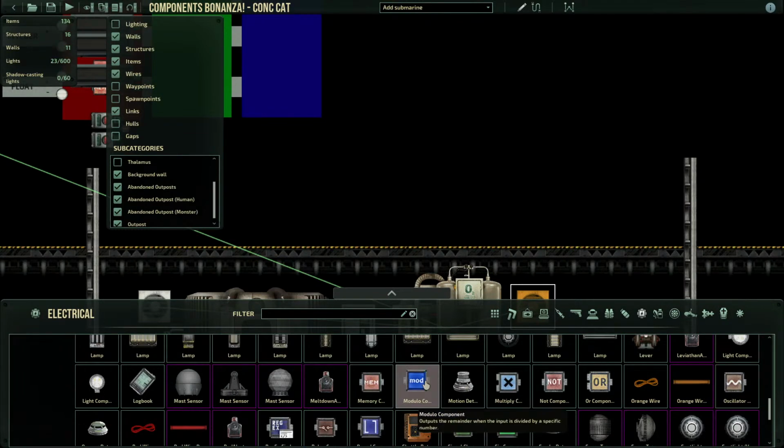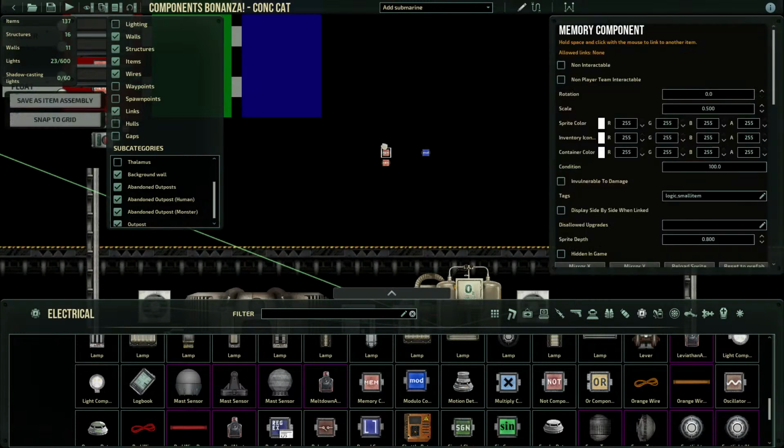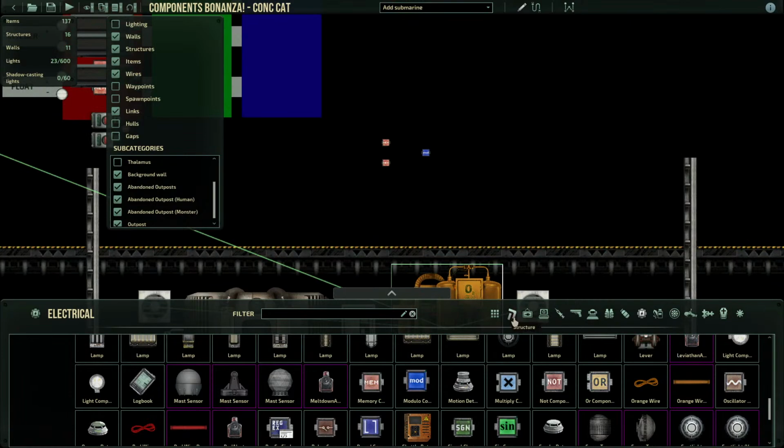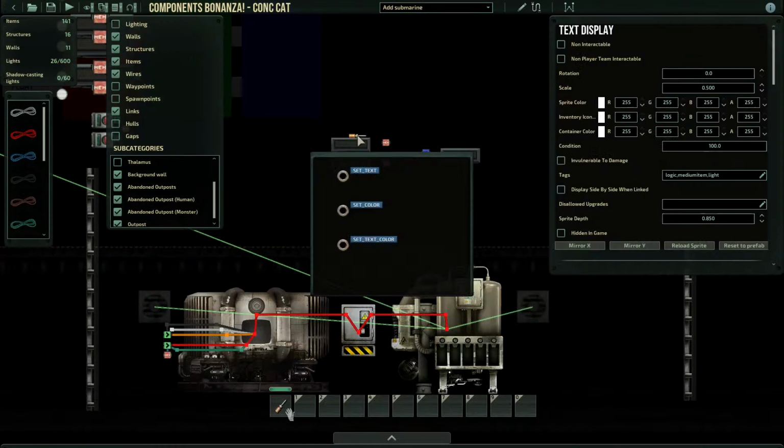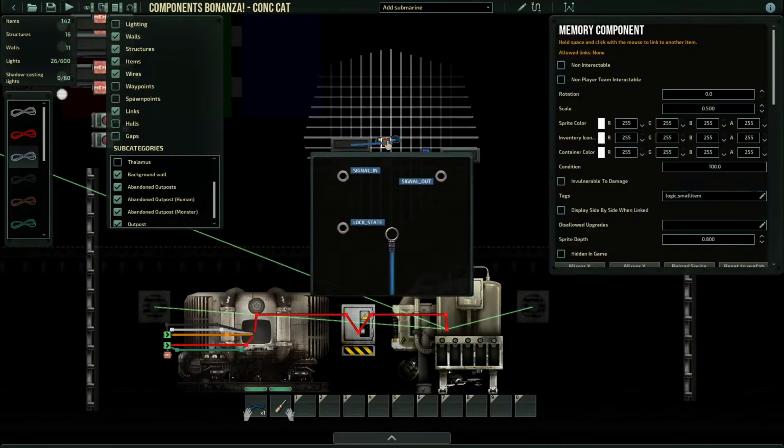Okay, now the modulus. This is another somewhat useful one because you can use it for... where's my text display here? Text display. Boom, boom, boom. So the modulus component is, if you may recall, hang on, so you have to be careful when you lock it. Yes, absolutely.